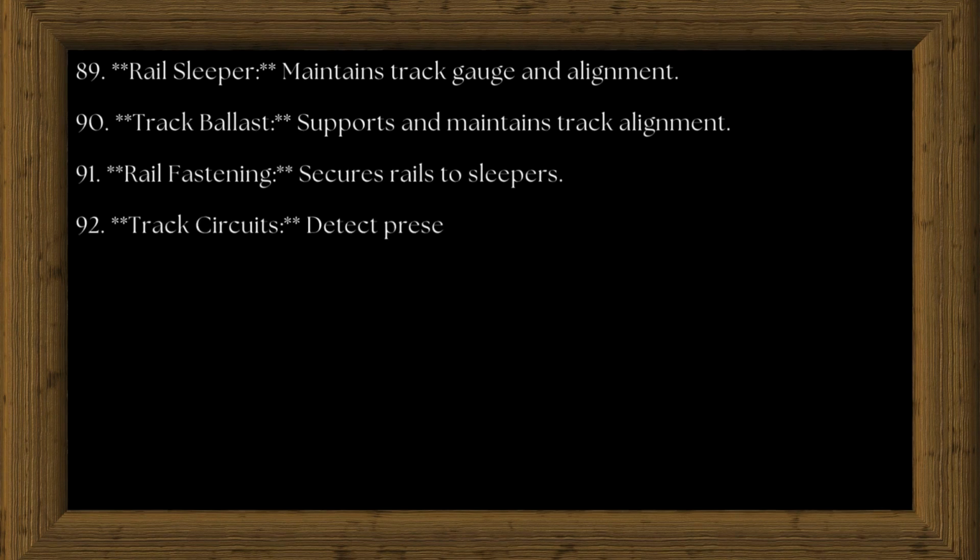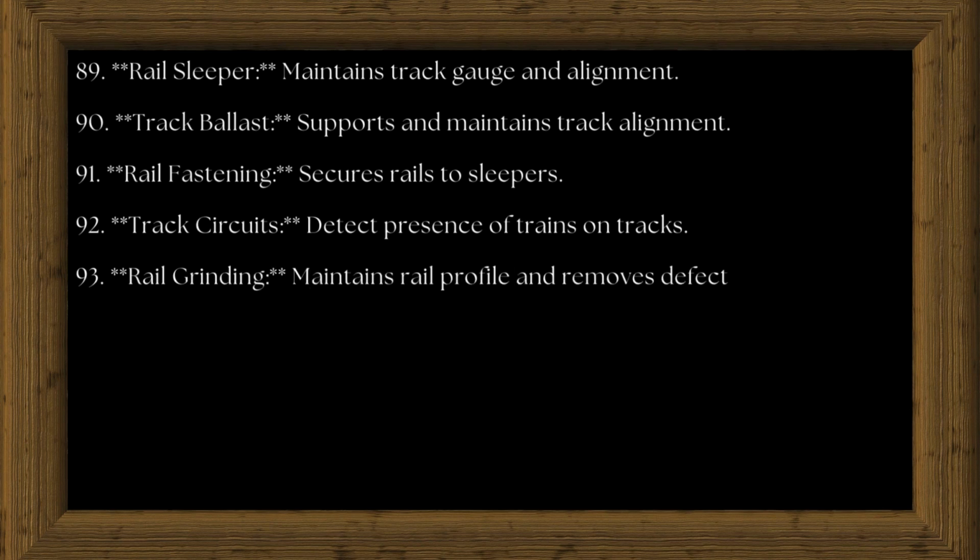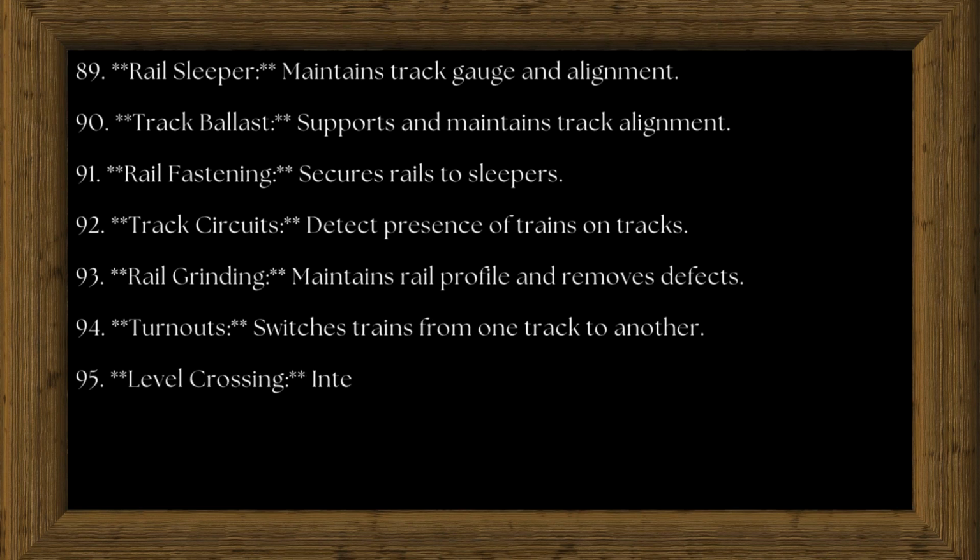Track circuits: detects presence of trains on track. Rail grinding: maintains rail profile and removes defects. Turnouts: switches trains from one track to another. Level crossing: intersection of railway track and road.